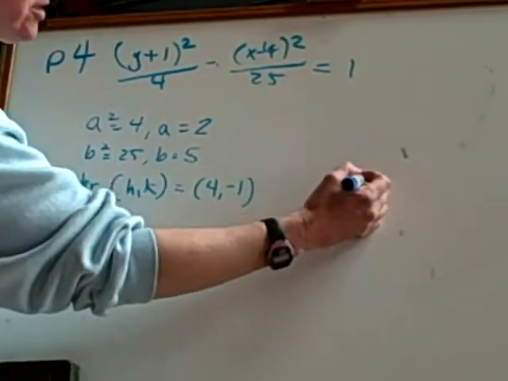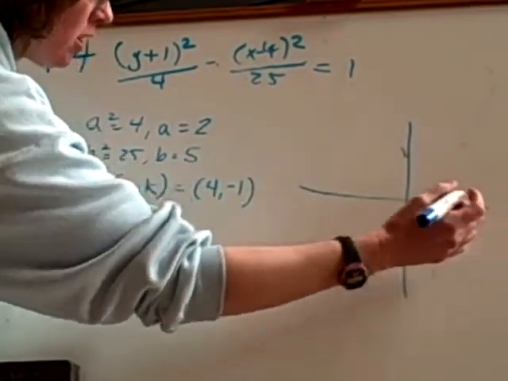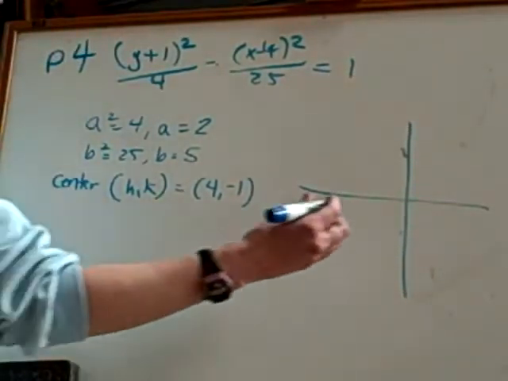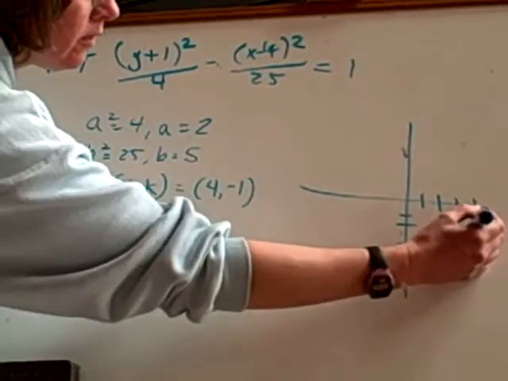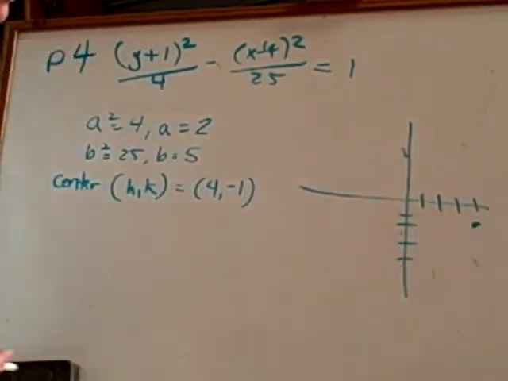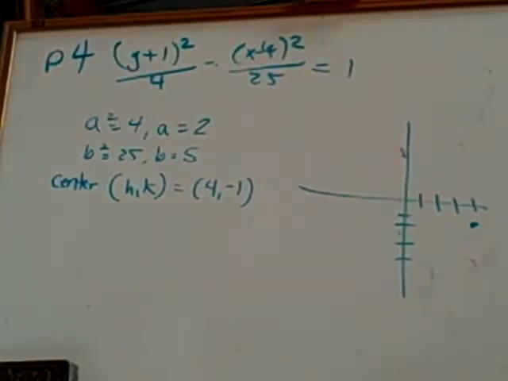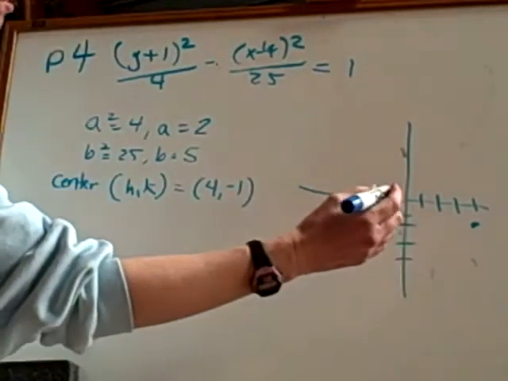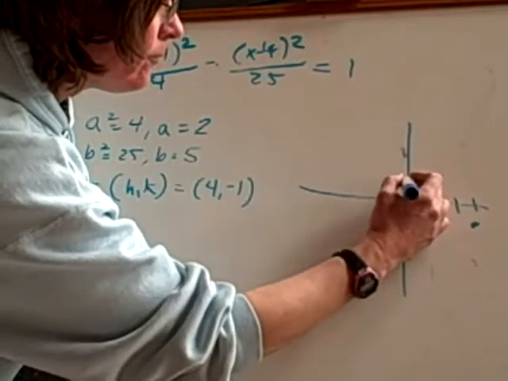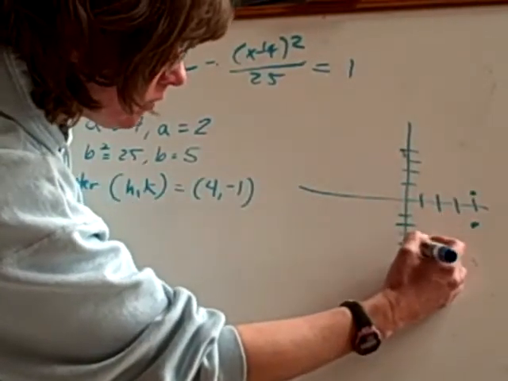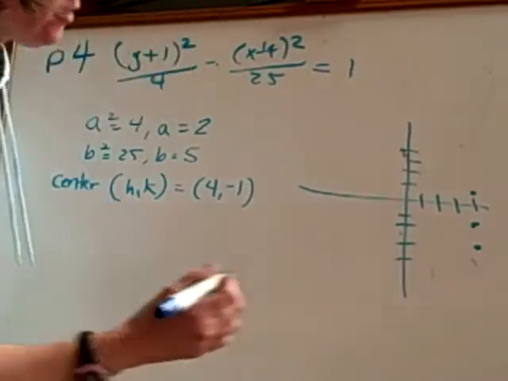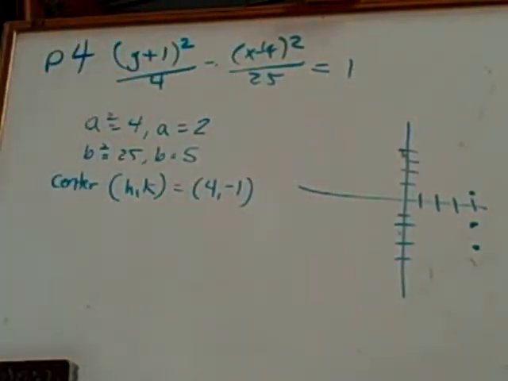Okay, so let's go ahead and draw our x and y axis. We'll plot our center first, which is at 4, -1. Here's my center. Now, which way does my transverse axis go? It's going to be vertical, right? Yes. So up and down, so I'm going to go up 2, and then I'm going to go down 2. So those are actually my vertices right there.